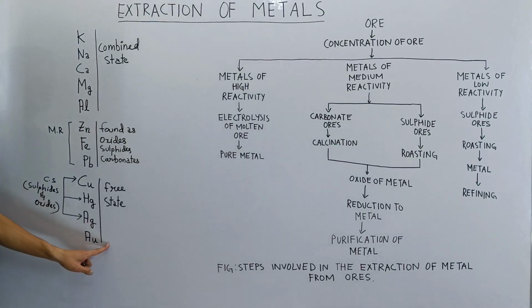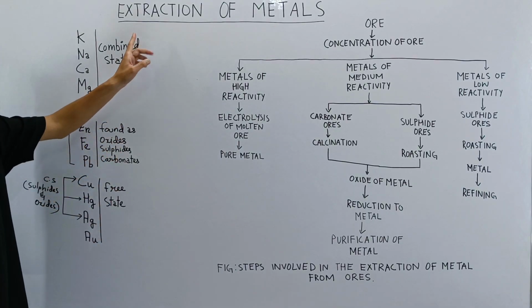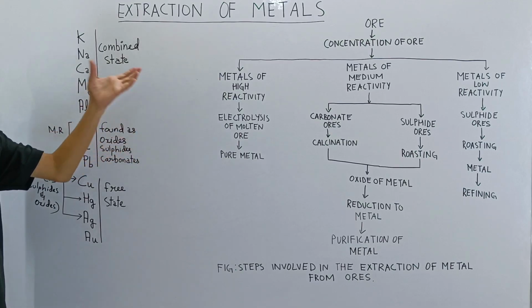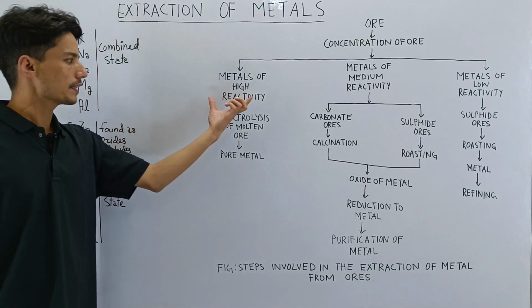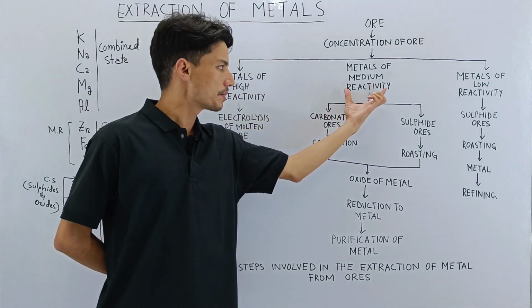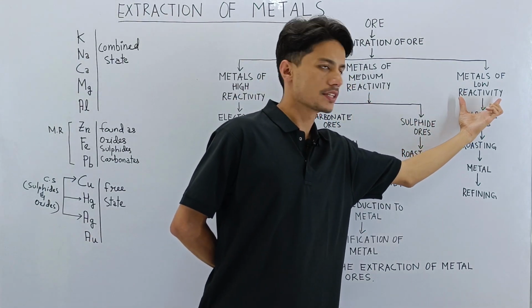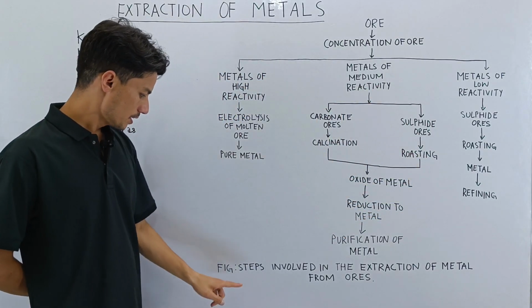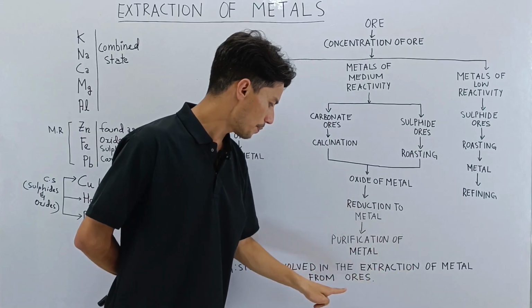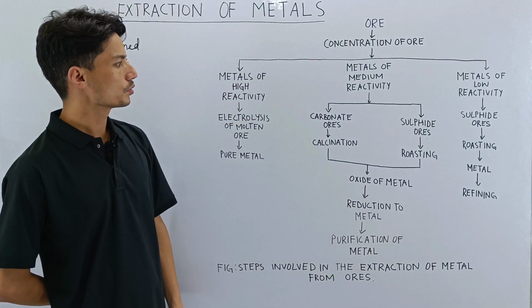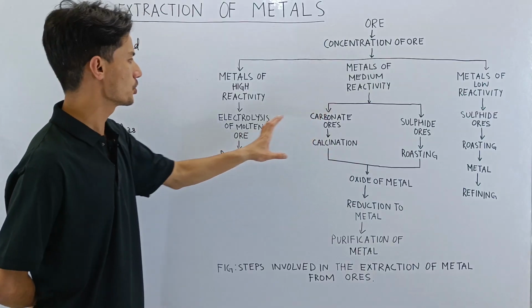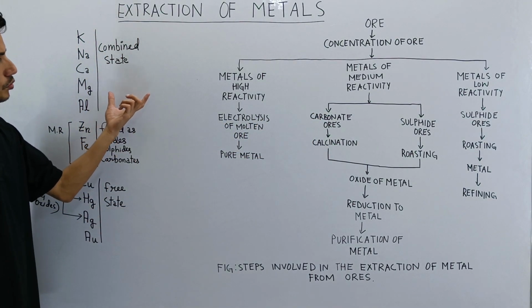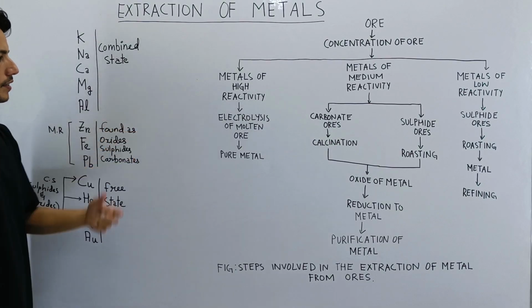Now, to study the extraction of metals, the metals in the reactivity series have been broken into three parts: metals of high reactivity, metals of medium reactivity, and metals of low reactivity. Now this figure is very important. I'll come back to it later, but the name of this figure is steps involved in the extraction of metals from their ores. We'll be discussing this, but first let me teach you about this one. The metals have been divided into three categories.